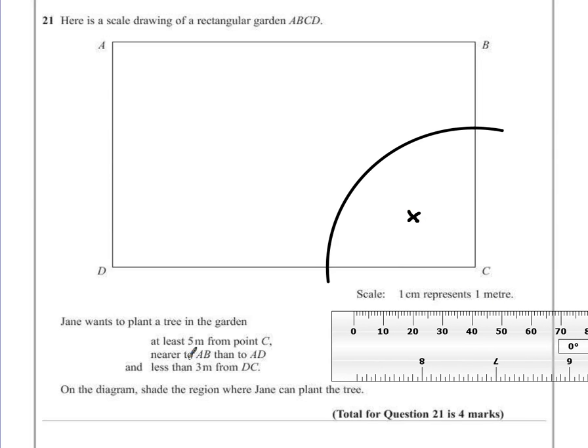Next, the question says to be nearer AB than AD. So we want to be between AB and AD. So it's got to be closer to this top line than it is to the bottom line. Well, this one was a little bit tricky, and again we're going to need a compass. I'm going to switch to grey so we can see this. What we're going to do is construct what's called a bisector. We're going to cut this angle in half.